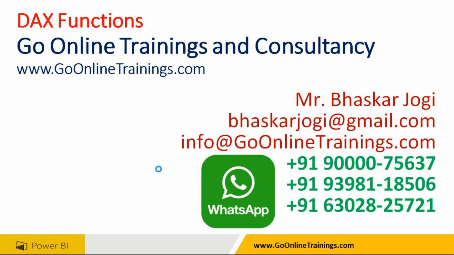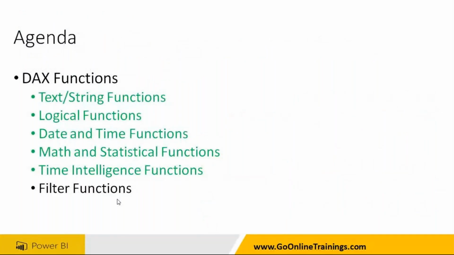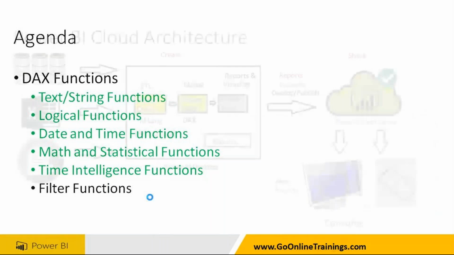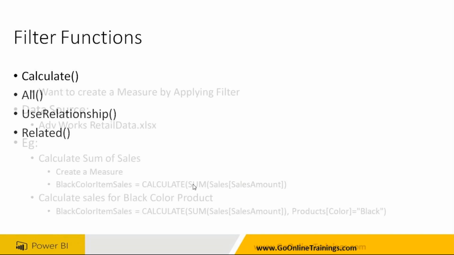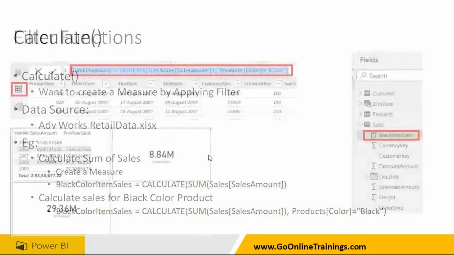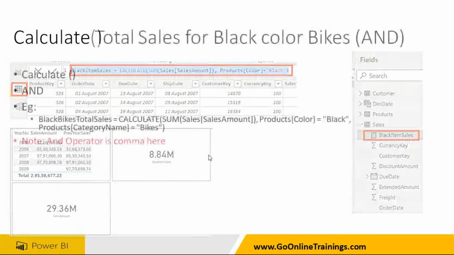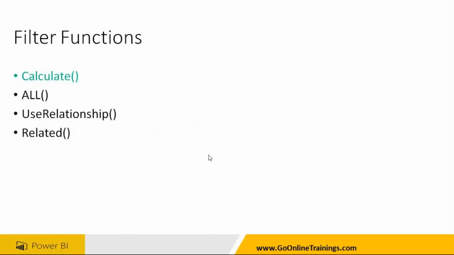Yesterday, we started off with filter functions. We discussed CALCULATE and all. The next important function we were discussing is the USERELATIONSHIP function, right? So let me quickly go to that slide. Let me explain what we're planning to achieve with the help of this function.